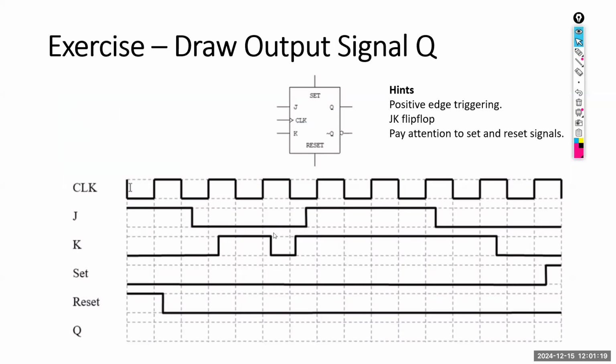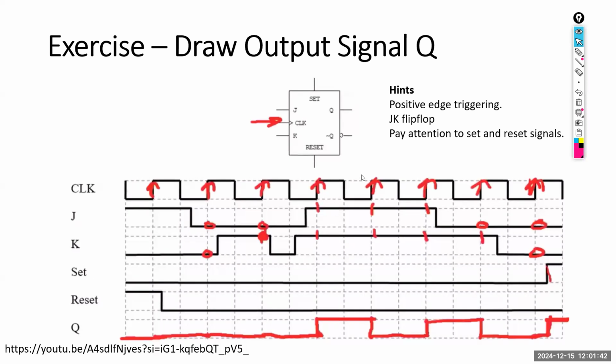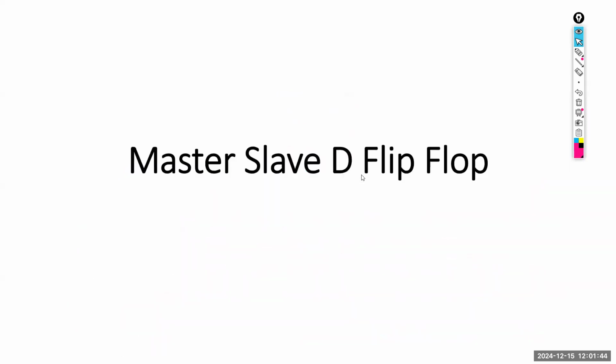So this is another example where you have the clock pulse and it's edge triggering, positive edge triggering. And this is my J, this is my K. And also we have the set and reset also. Sometimes we set it, sometimes we reset it. Right. So you need to do it by yourself. The answers are given.